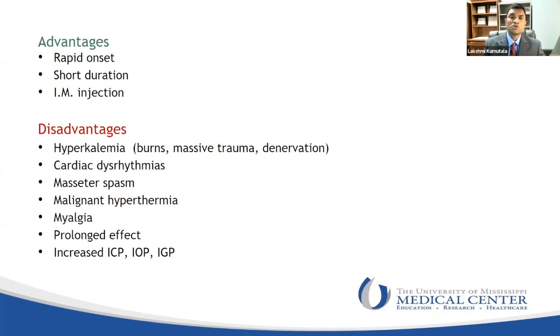In patients with atypical pseudocholinesterase deficiency or decreased levels, you may see a prolonged effect of succinylcholine. Because of the fasciculation, there is a chance of increased intracranial pressure, intraocular pressure, and intragastric pressure. So in patients with raised ICP and raised intraocular pressure, it is necessary to be cautious when using succinylcholine.